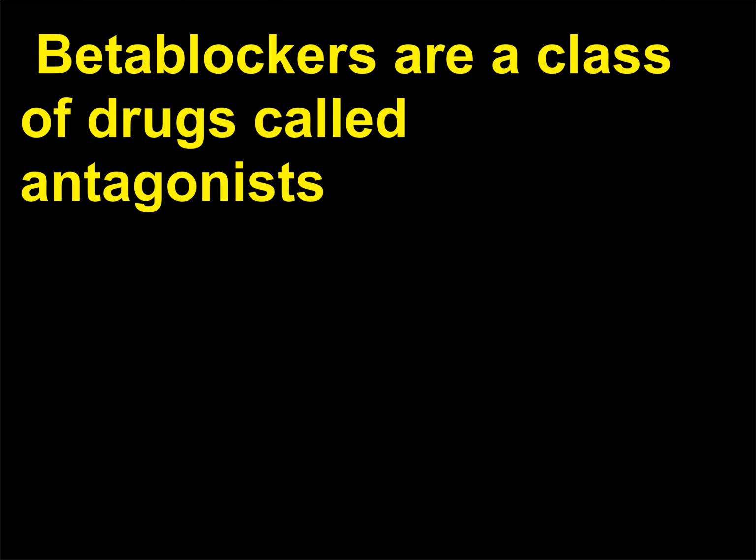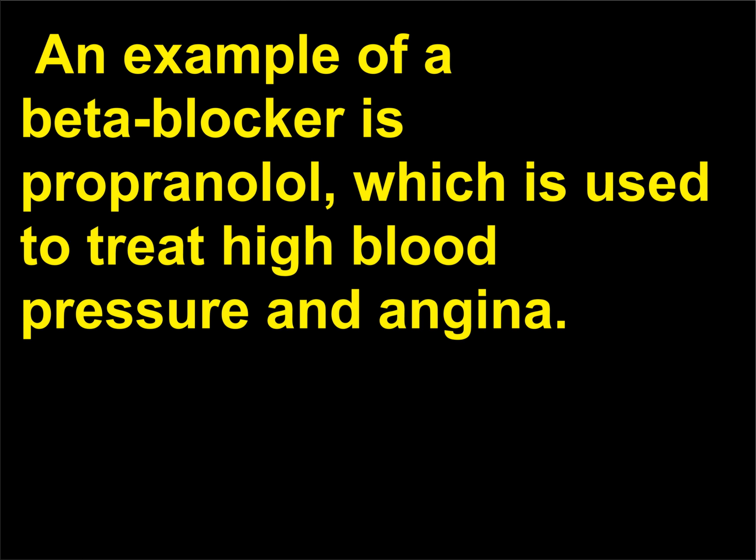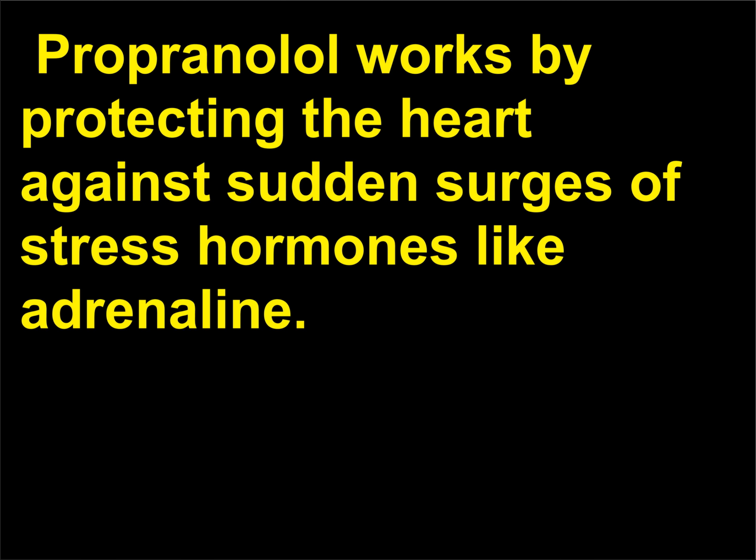Beta blockers are a class of drugs called antagonists, because they block agonists from binding to cell receptors. An example of a beta blocker is propranolol, which is used to treat high blood pressure and angina. Propranolol works by protecting the heart against sudden surges of stress hormones like adrenaline.